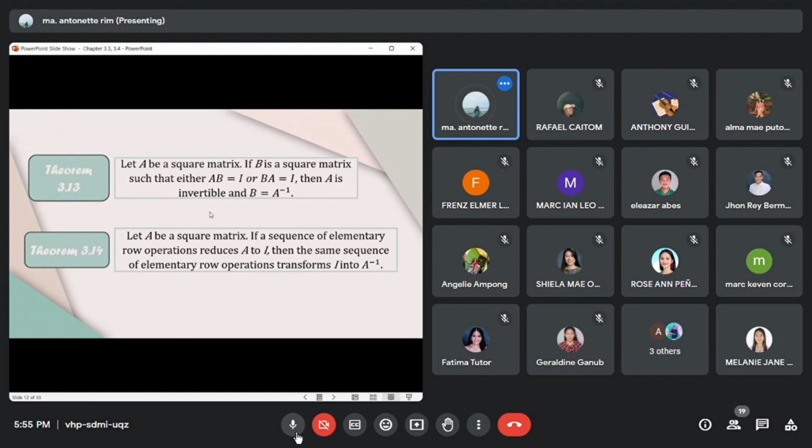I-apply ba? Dili siya ni-apply mo. Sige na lang, eh. Okay, so 3.14.